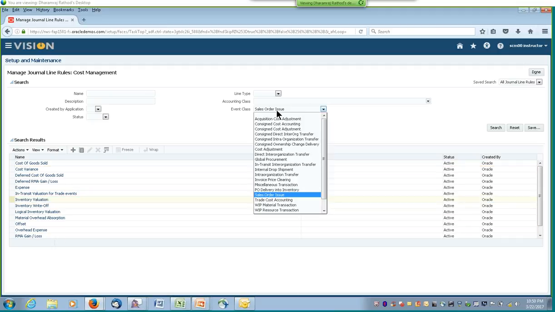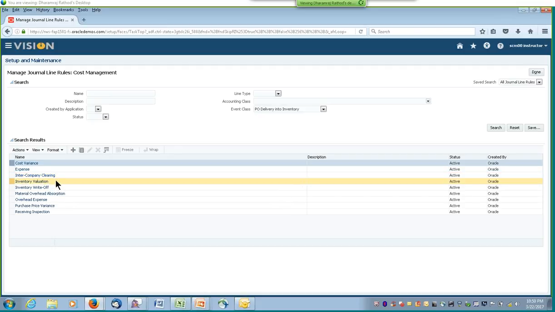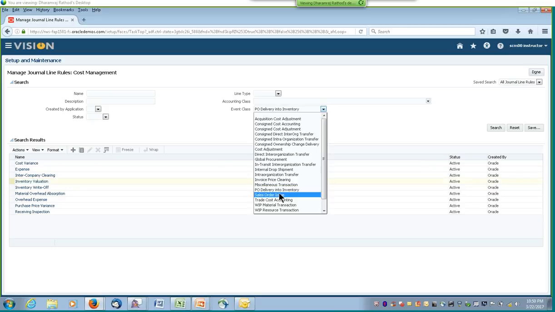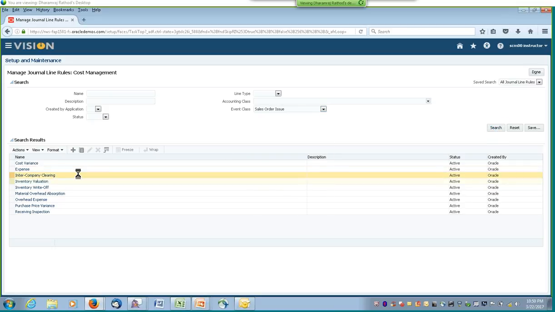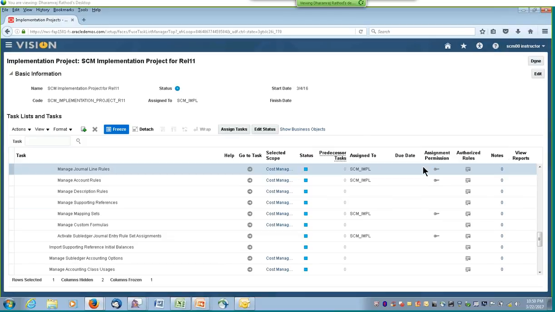So one of the event classes is sales order issue. Another could be your PO delivery to inventory. If it is delivery, it will eventually debit your inventory valuation, credit your receiving inspection, and so on. So you would know what accounting line type to configure for. Let's go back to sales order issue and see what the accounting line types are. For each accounting line type, you'll have to create a rule called an account rule. By now you would know we'll have to create a couple of account rules. One is deferred COGS and another one is, let's say, inventory valuation.